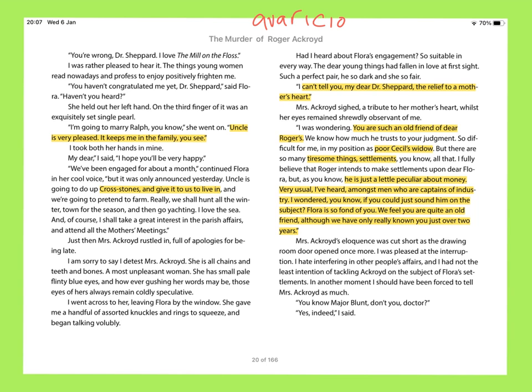So we have an early indication of it here from Flora Ackroyd. "I'm going to marry Ralph, you know," she went on. "Uncle Roger Ackroyd is very pleased. It keeps me in the family, you see. And then there's the promise of doing up another house and give it to us." This is Flora and Ralph Patten. "For us to live in."